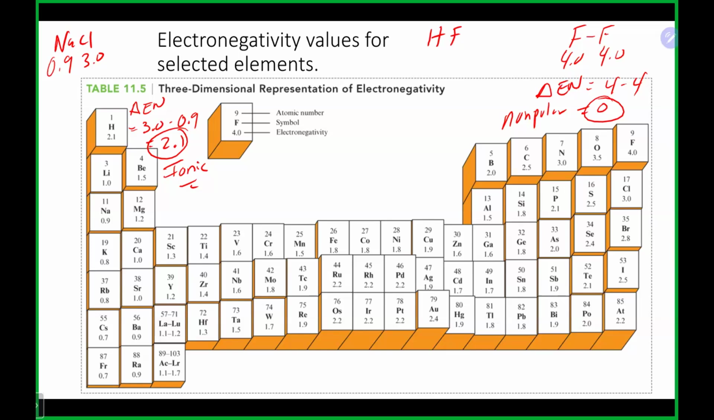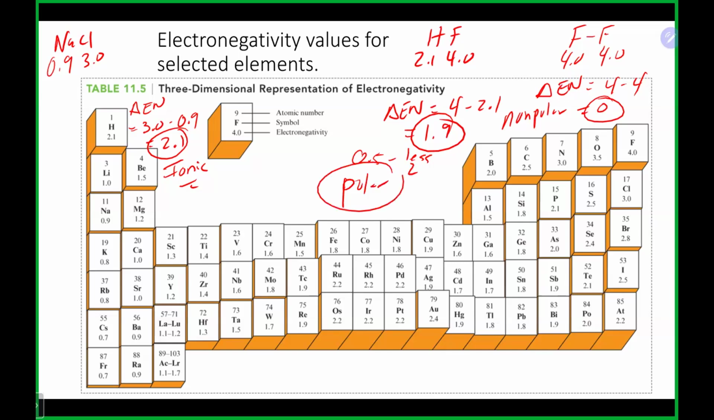If we take a look at HF here, H is 2.1. F is 4. So again, we could calculate the difference in electronegativity: 4 minus 2.1. It's a lot of math at this point, but that's 1.9 here. And 1.9 falls in the category of 0.5 to less than 2. And that's going to be polar in this case. And that's going to be a polar covalent bond.